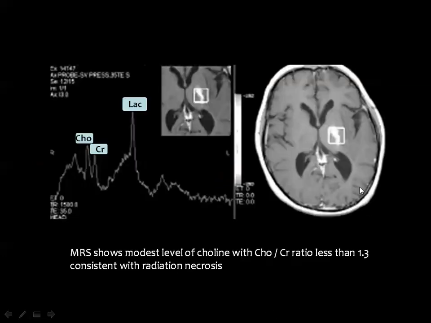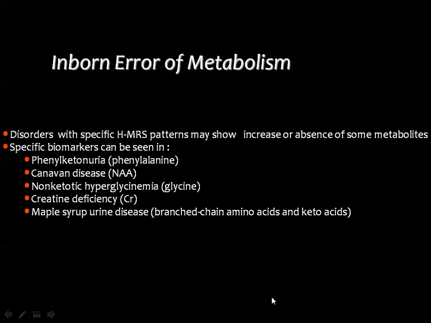And here, you know that radiation necrosis may simulate glioblastoma multiforme exactly on imaging. Whenever you put the voxel of the spectrum here, you get no metabolites, no NAA, the creatine and the choline are depressed, with elevation of lactate. Lactate will be elevated in both tumor recurrence and radiation necrosis.